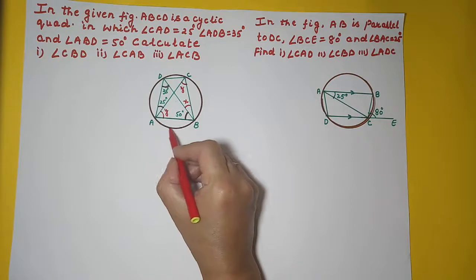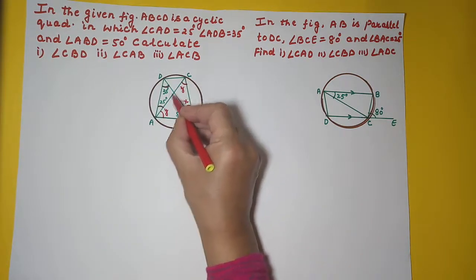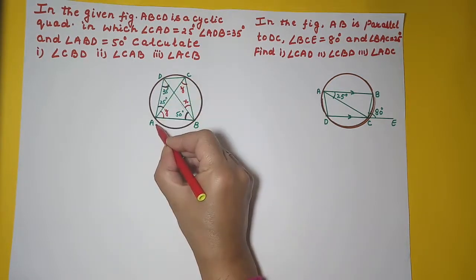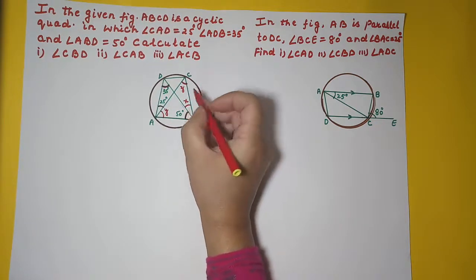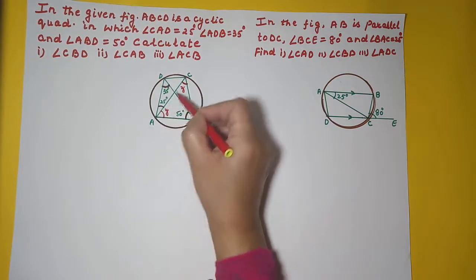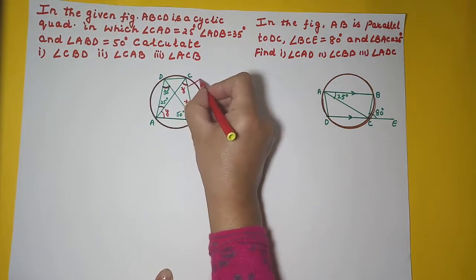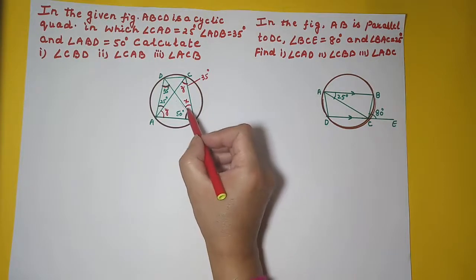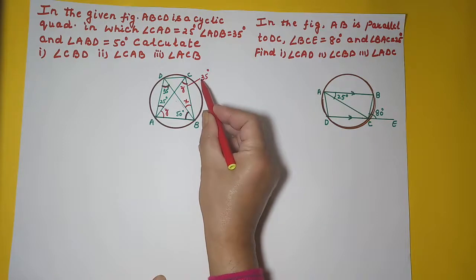Now if you look at this arc AB, it subtends angle BCA as well as BDA. Does that mean this angle and this angle are the same? Why? Because angles subtended by the same arc at the circumference are equal. So we can say that our Z is 35, right? This angle we got, Z is 35.